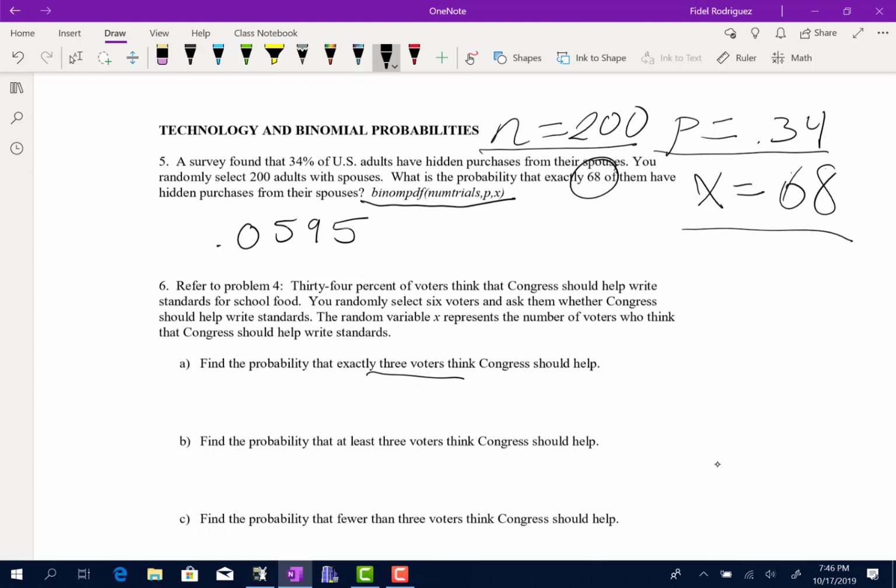Okay, so let's take a look here. We're going to come back and do this problem. What was our N in this case? How many people are we going to ask? We're going to ask 6 of them, right? What's the probability that they think that Congress should intervene? 0.34, okay. And guys, for part A, what is my random variable X going to be? X is going to be 3, right?